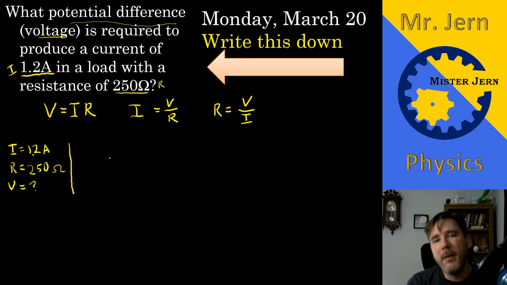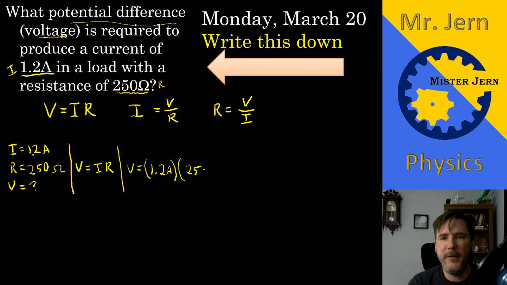Okay, so now I've got this set up. I would like to now decide which equation I should use. Well, obviously it's going to be the first one, the starting one. They're all the same, there's no main or starting one, but just the way I wrote it. So this is going to be V is equal to current times resistance. All I'm going to do is plug that in. Voltage is current, which is 1.2 amps, times the resistance, which is 250 ohms.